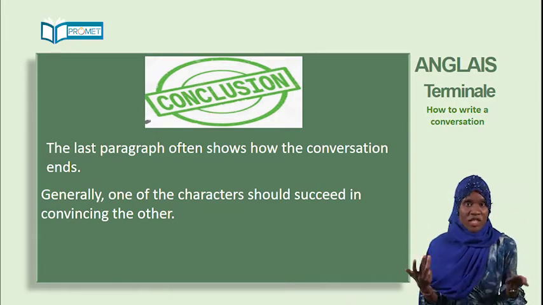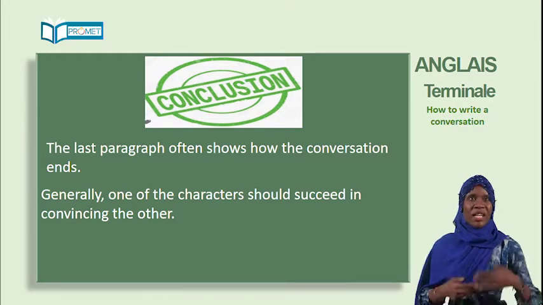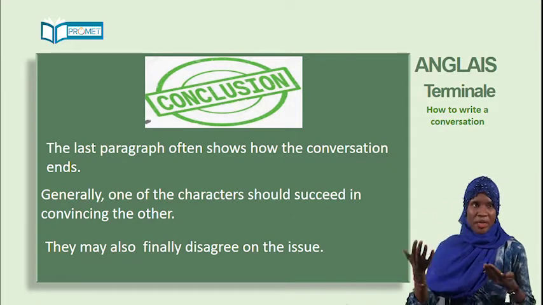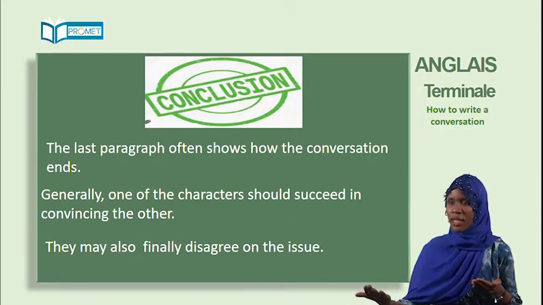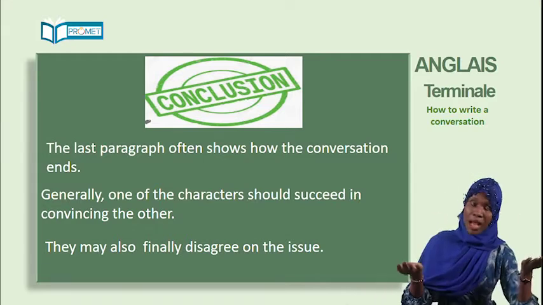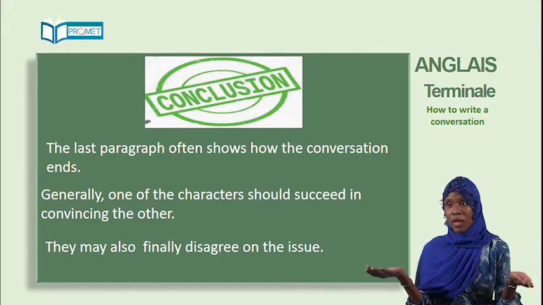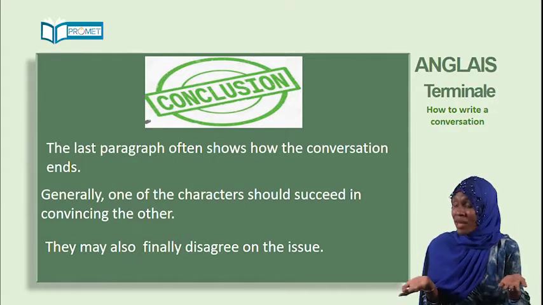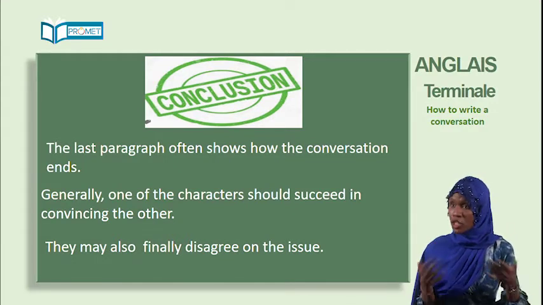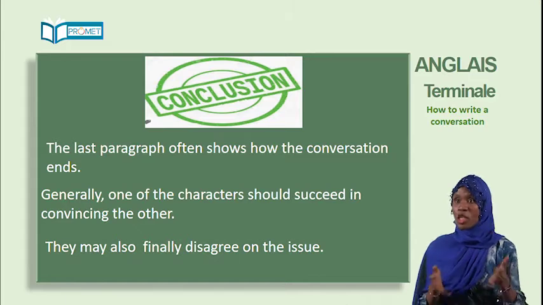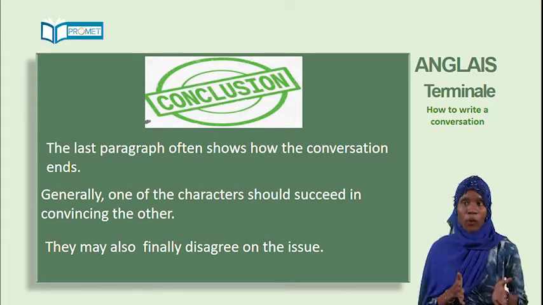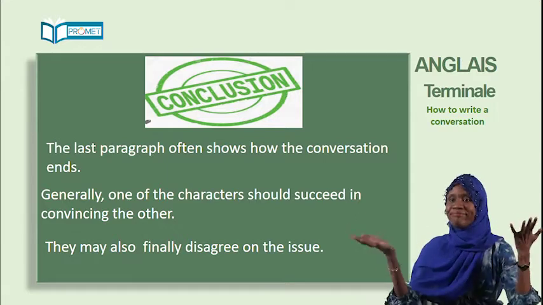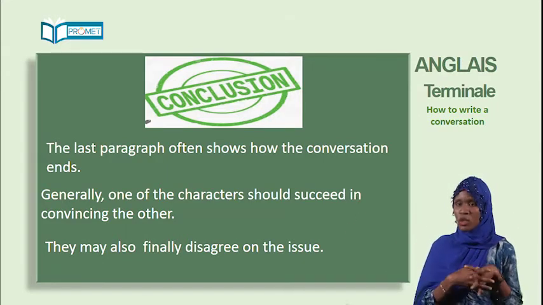For example, in a conversation, generally you have different ideas. But at the end, you try. For example, if you have Ali and Abi, Ali can try to convince Abi. Okay? But there are also other ways to end a conversation, among which you may disagree at the end. Okay? Each and every one of you can just not agree with, I don't know, the person he's talking to.